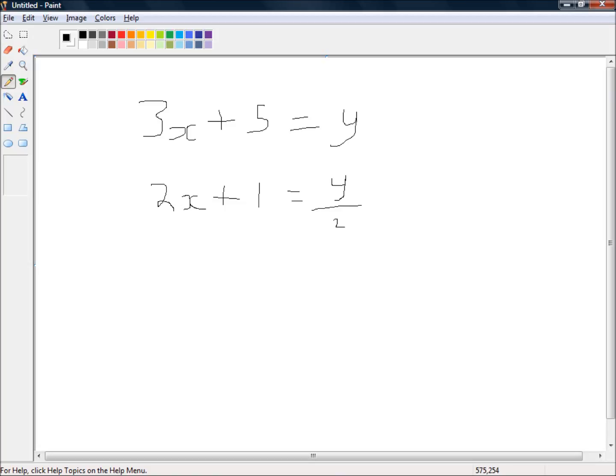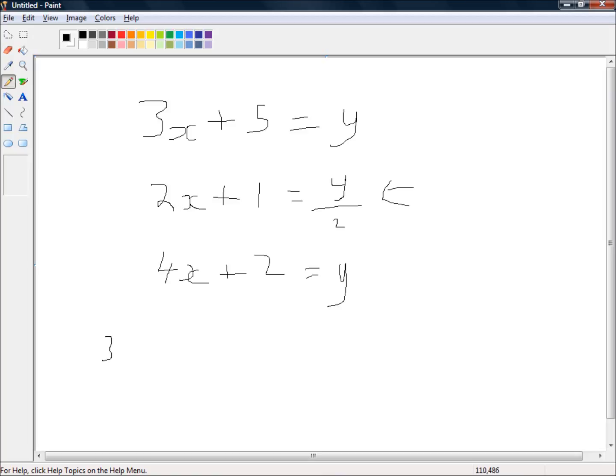Okay, let's start by rearranging this so that we can either get x on its own or y on its own, and then we can use the substitution method and just substitute the value. So in this case, let's double this equation. So that becomes 4x plus 2. So 2 times 2x is 4x, and 2 times 1 is 2, is equal to y divided by 2 multiplied by 2, which is just y. So now 4x plus 2 equals y, and 3x plus 5 equals y, and since they both equal y, they both equal each other.